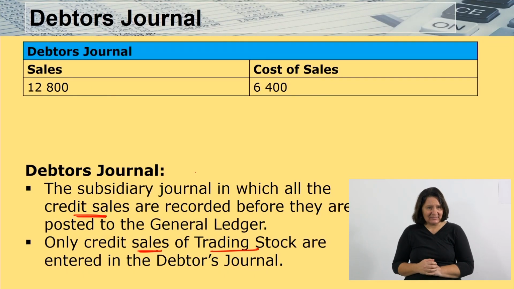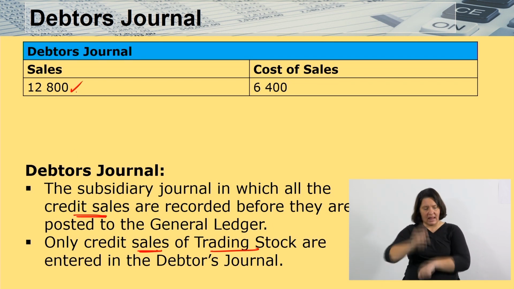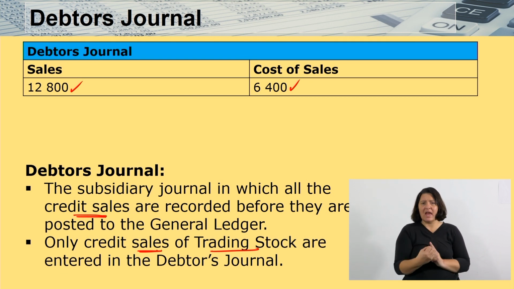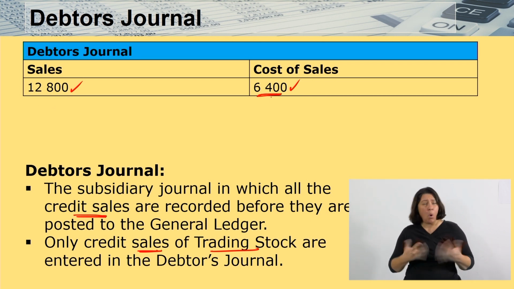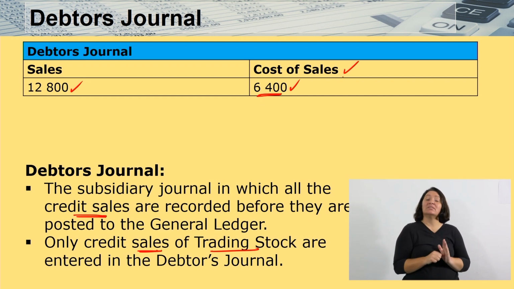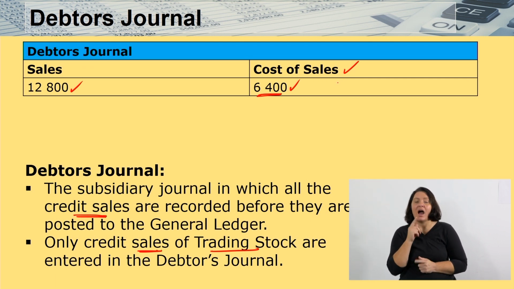Let me show you. Here is my debtors journal. I have sold goods, 12,800. But these goods had a cost price of 6,400. The next question then is, which of these two amounts affect your trading stock account? Is it the 12,800 or is it the 6,400? By now you can see what is your keyword, cost of sales. That means I'm going to post the 6,400 to my trading stock account.